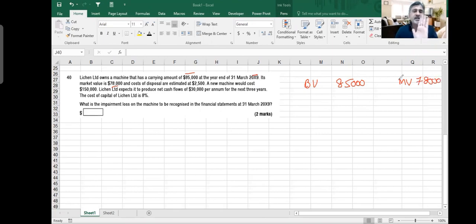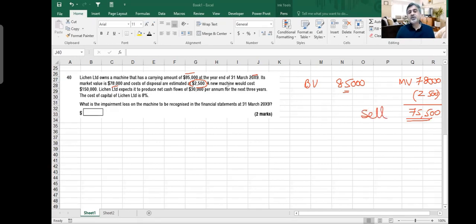If I don't have any other information, only until here, I cannot continue to show it for 85 because it is more than the market. So some doubt comes to my mind. But then it says the cost of disposal is estimated at 2,500, which means that in order to get 78,000, you will have to spend 2,500, maybe some service fee, maybe transportation, maybe sales commission. So you don't actually get 78, you get 75,500 if you sell the equipment.